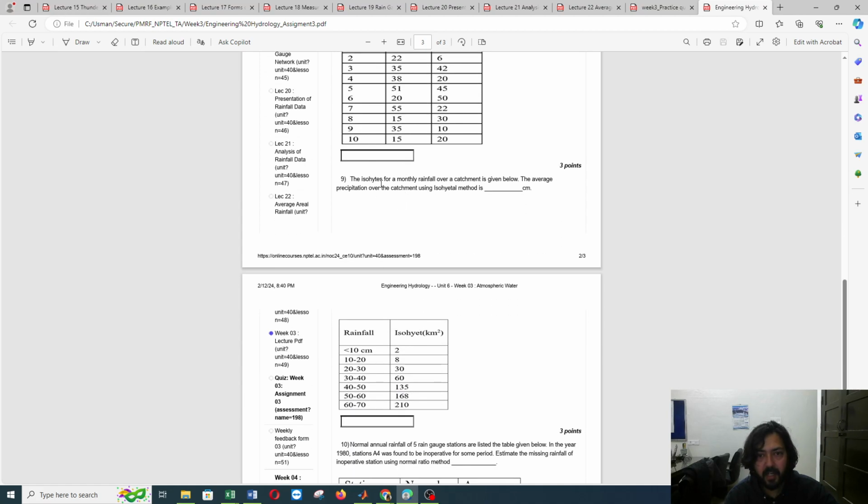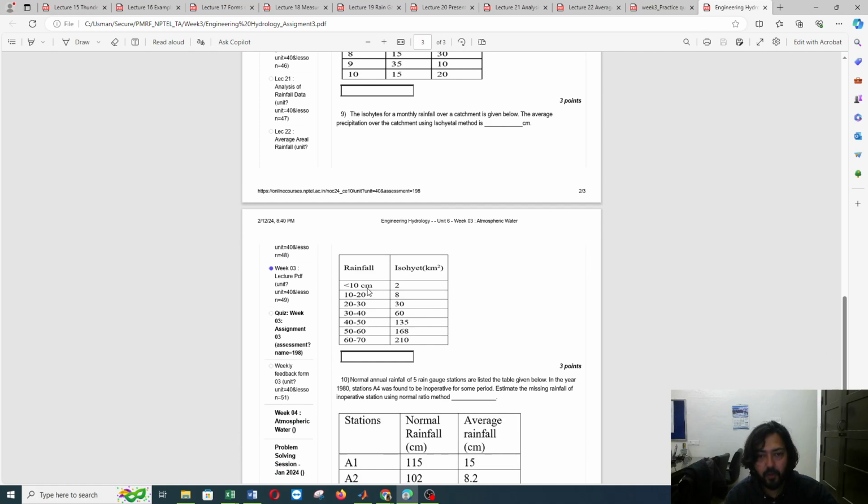The next they have asked is the isohyet for monthly rainfall over a catchment is given below. The average precipitation over the catchment using the isohyetal method is... So here they have given the rainfall. While we were discussing isohyet, I told you that whenever you are using isohyet, the important thing is to calculate the mean of rainfall. So you are going to add one more column here, which will give you the mean rainfall, and you will calculate the mean rainfall for each isohyet, and then using the formula you will multiply the mean rainfall with the corresponding isohyet area and divide it by the total area. You will get the average rainfall.